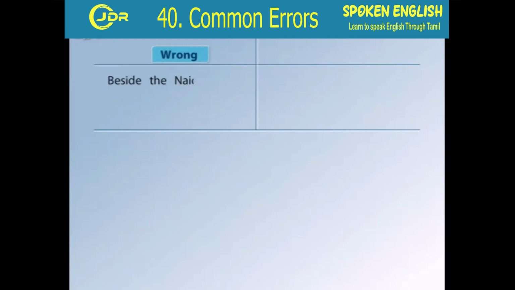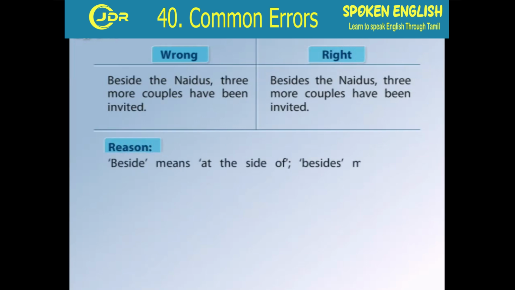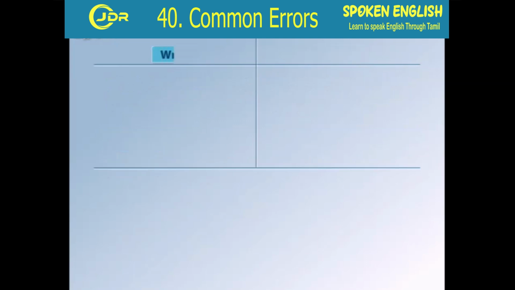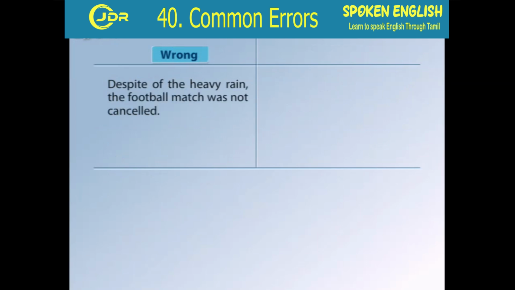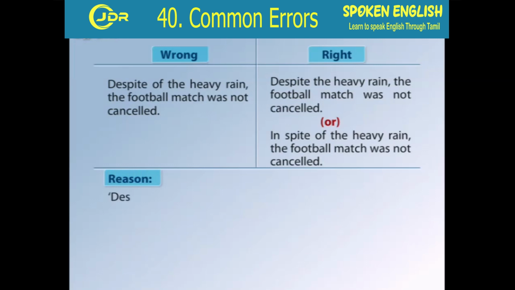Wrong: Beside the Naidus, 3 more couples have been invited. Right: Besides the Naidus, 3 more couples have been invited. Reason: beside means at the side of. Besides means in addition to. Wrong: Despite of the heavy rain, the football match was not cancelled. Right: Despite the heavy rain, the football match was not cancelled. Or, in spite of the heavy rain, the football match was not cancelled. Reason: despite itself means in spite of.